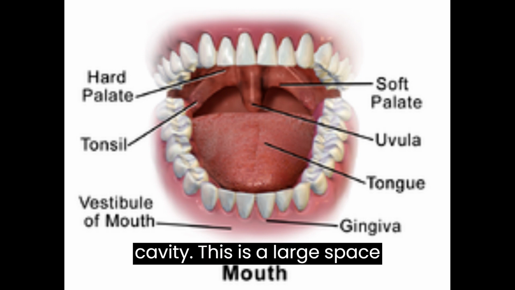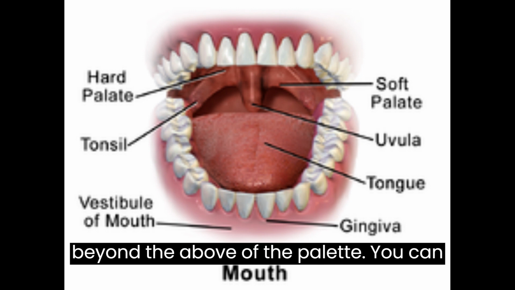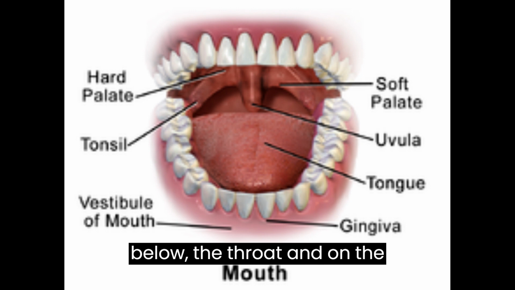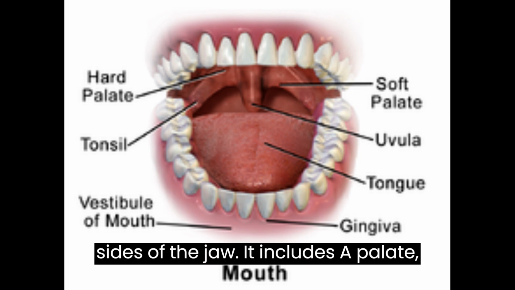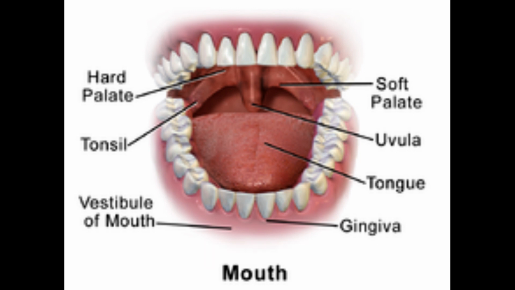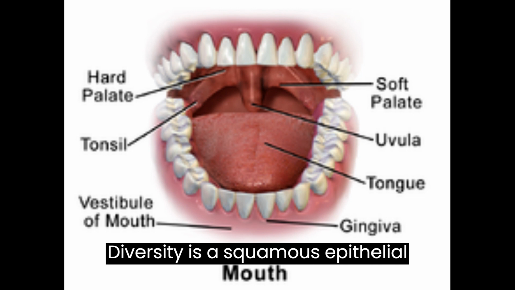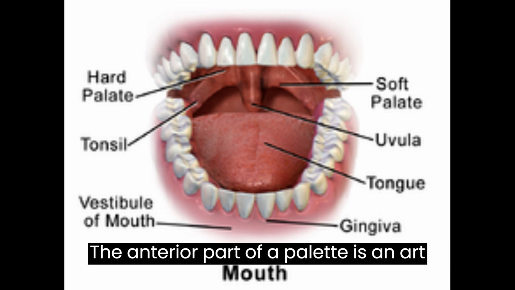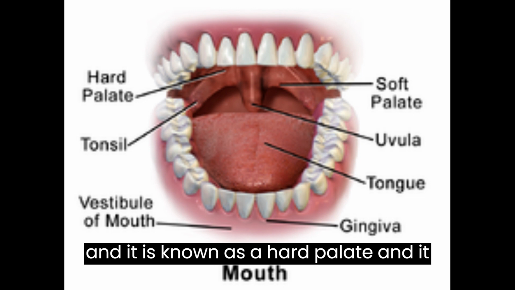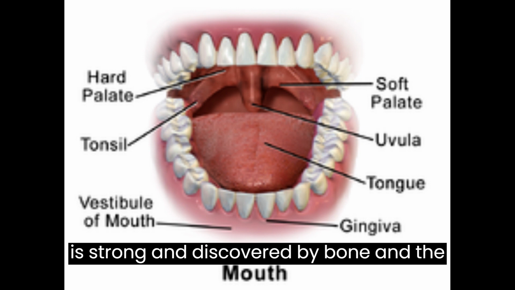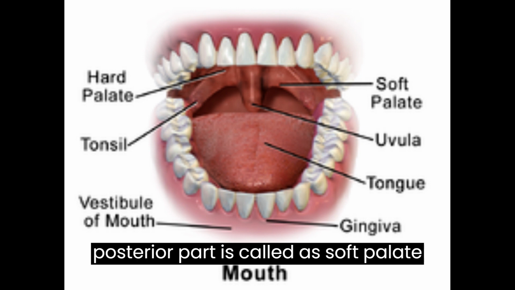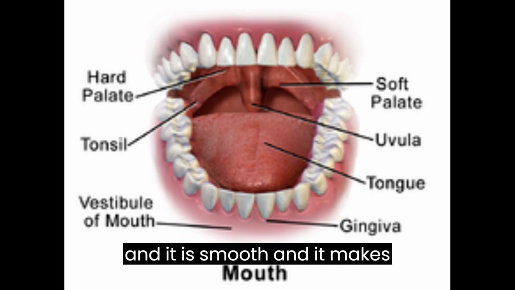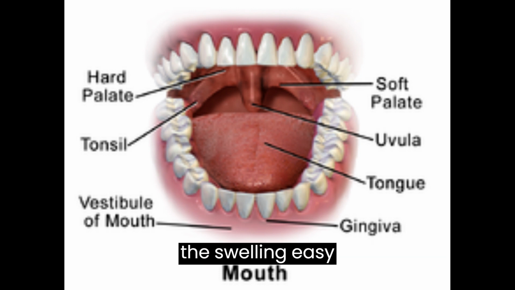After the mouth, the oral cavity. This is a large space above the palate. You can see the buccal cavity in the picture. It lies below the throat and between the sides of the jaw, and it includes the palate, teeth and tongue. The epithelial tissue lining the buccal cavity is squamous epithelial tissue. Next is the palate. The anterior part of the palate is arched and known as the hard palate, and it is strong, covered by bone. The posterior part is called the soft palate, and it is smooth and makes swallowing easy.